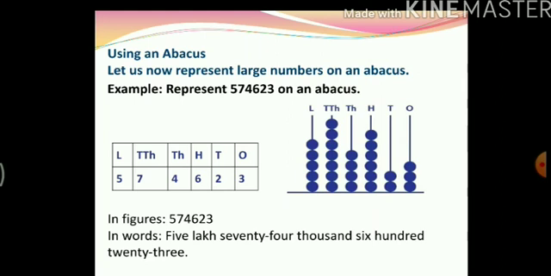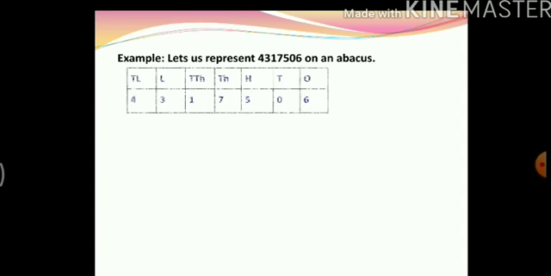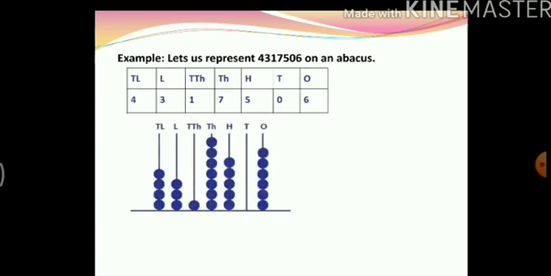Towards the end, we will write down the number in words, that is 5,74,623. Let's see another example. The number here is 4317506. So this is a 7-digit number. So our place value goes from ones till 10 lakhs. Similarly, in the abacus, the place value goes from ones to 10 lakhs.